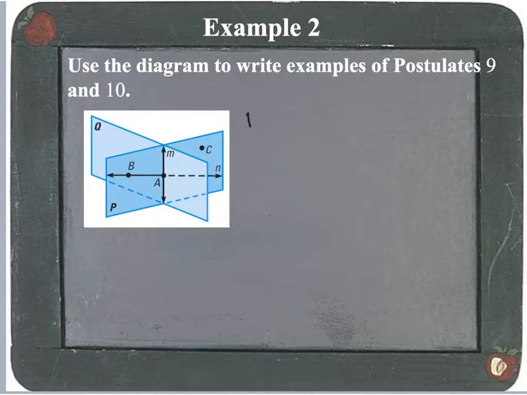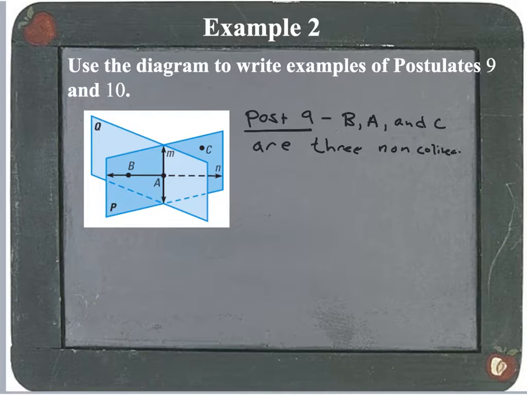So here's what I'm going to do. I'm just going to write for postulate 9, just so you know which one I'm talking about here: B, A, and C are 3 non-collinear points, and I'm going to say that they are on plane P. So notice in that lower left-hand corner they have that P. I'm just going to make it easy to understand and say it's on that plane.